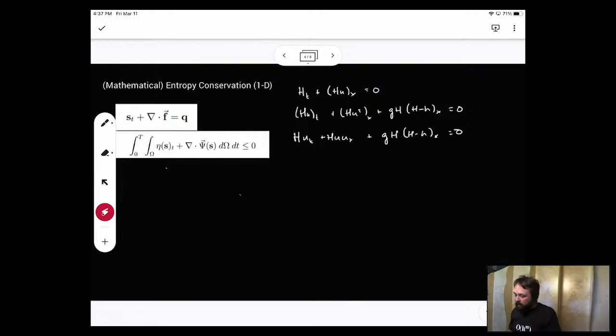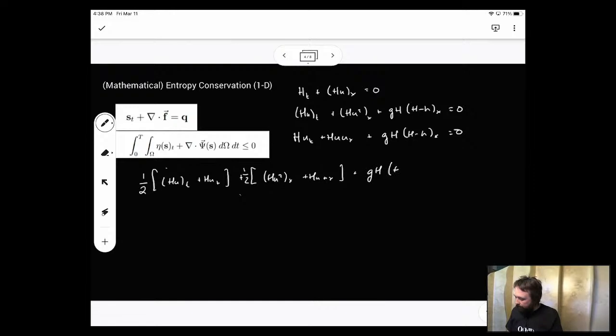Now, if I were to look at the skew symmetric form, essentially what I'm doing is averaging this equation with that equation. So what I end up with in the skew symmetric form is 1/2 total derivative of HU in time plus HU times the time derivative of U, with h outside of the time derivative here. And then for my advective fluxes, I have (HU squared)x, and then I have HU ux inside. And then if I average the same term together, what I'm left with here is gH (H minus H)x, which is 0.